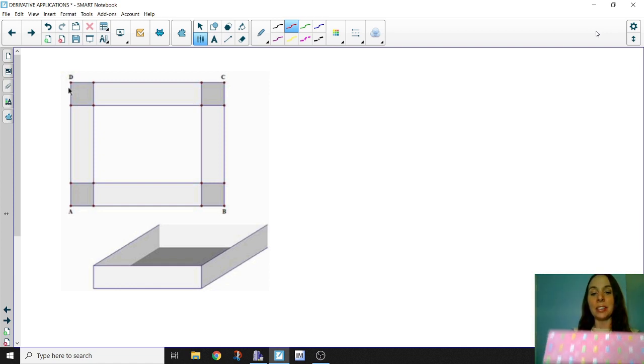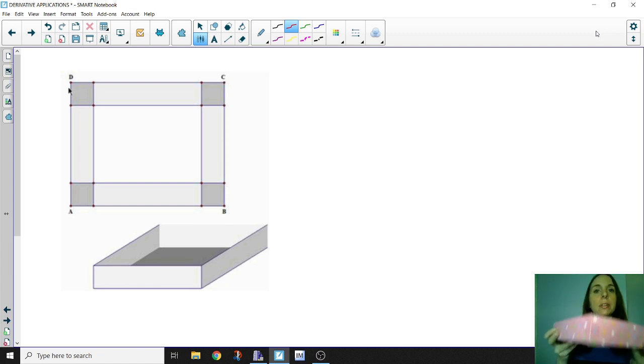Meaning, if I started with, I believe this one was a square, like a 12 by 12 inch square. If I started with a 12 by 12 inch sheet of cardboard, and I want to turn it into an open top box that will hold as much as possible, the maximum volume, then this would do it. These are the dimensions of the box that would do it.